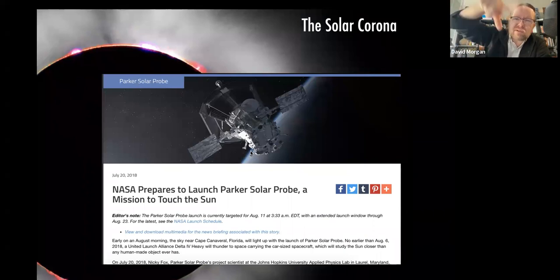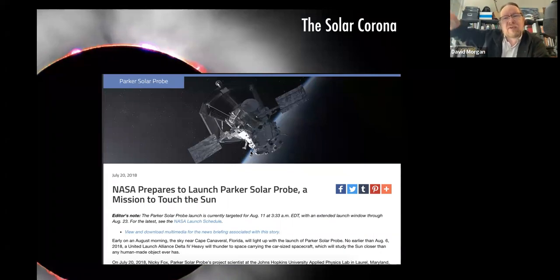It flew past Venus a few times. It flew past Mercury a few times. And every time it flies past Mercury or Venus, it nudges it into an orbit that's a little bit closer to the sun. So it's getting closer and closer to the sun as it goes. It's the closest we've ever gotten to the sun. It's passed through some of the hottest parts of the corona.